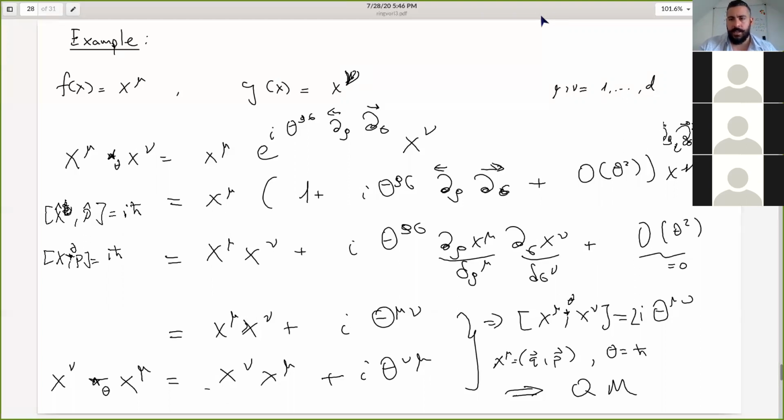Okay, this is basically why, for physicists, we take interest in that star product. And also, quantum mechanically, we have two fundamental pillars in physics.